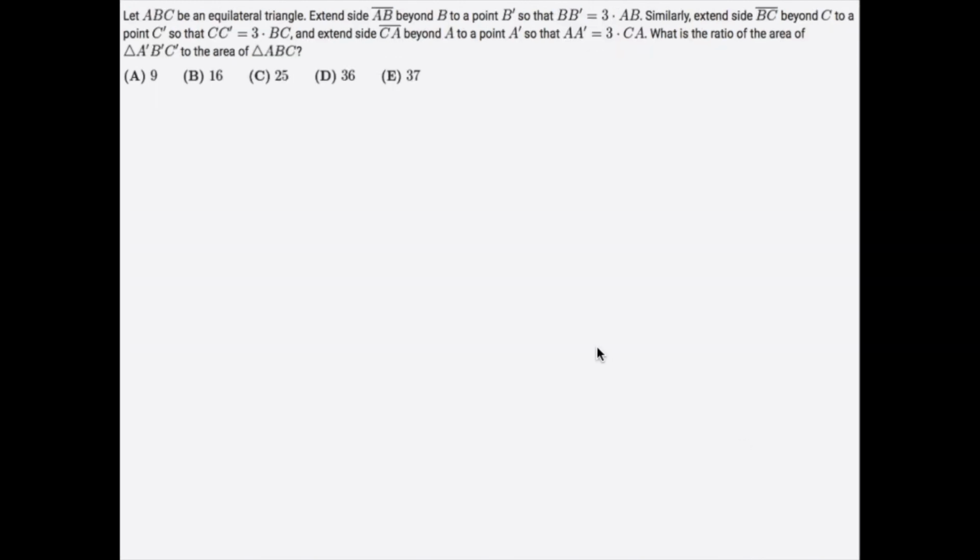This is question number 15. It's another geometry problem, and it reads, let ABC be an equilateral triangle. Extend side AB beyond B to point B prime so that B prime equals 3 times AB. Similarly, extend side BC beyond C to a point C prime so that C prime equals 3 times BC. And extend side CA beyond A to a point A prime so that A prime equals 3 times CA. What is the ratio of the area of A prime, B prime, C prime to the area of ABC?